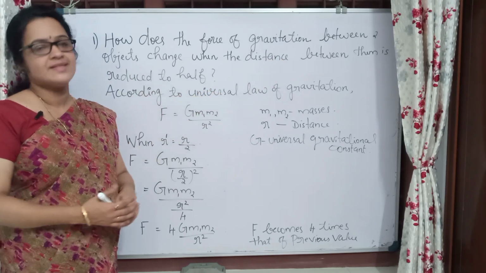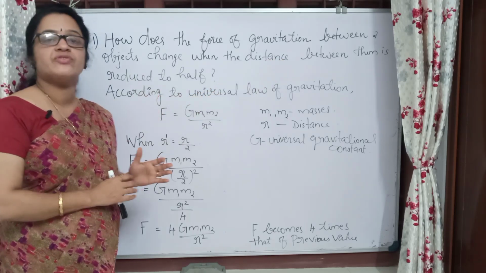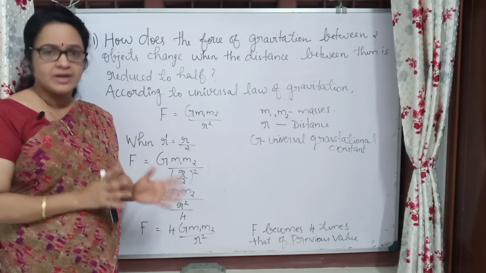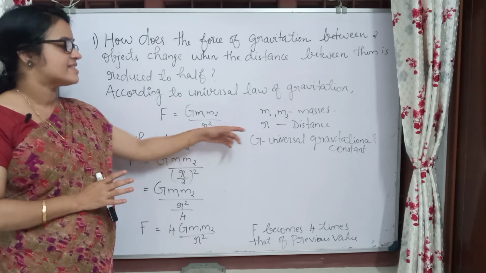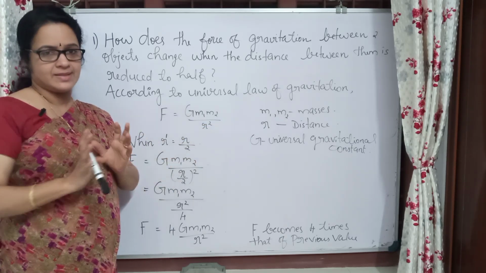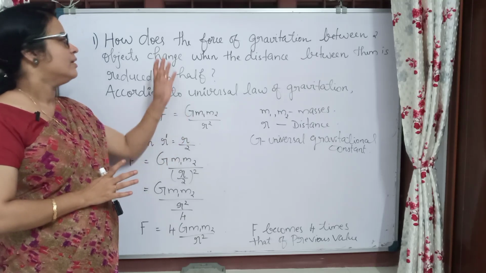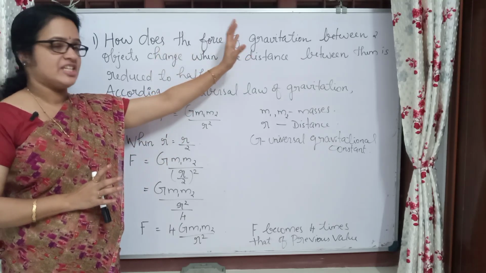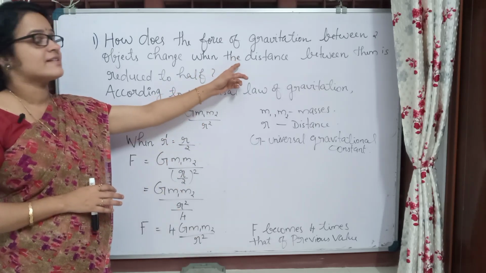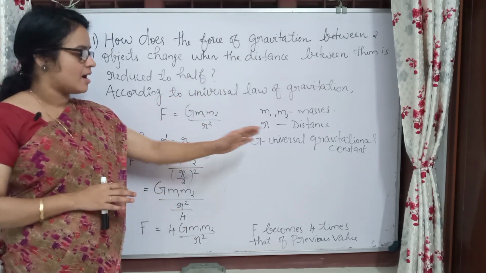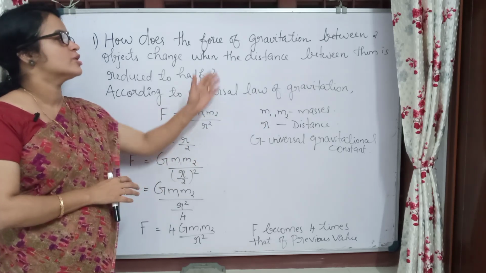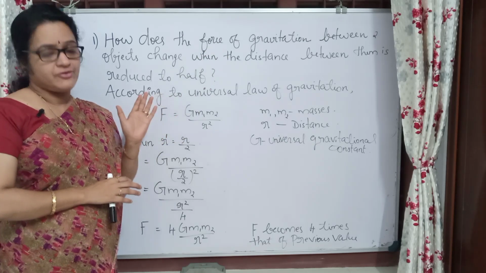reduced to half? Here we have to find the force of gravitation between two bodies, where m1 and m2 are the masses of the two bodies and r is the distance between the masses. So what will happen to the force of gravitation between the two masses when the distance is reduced to half, that is r becomes r by 2? In such a case, what will happen to the force of gravitation that we have to find?